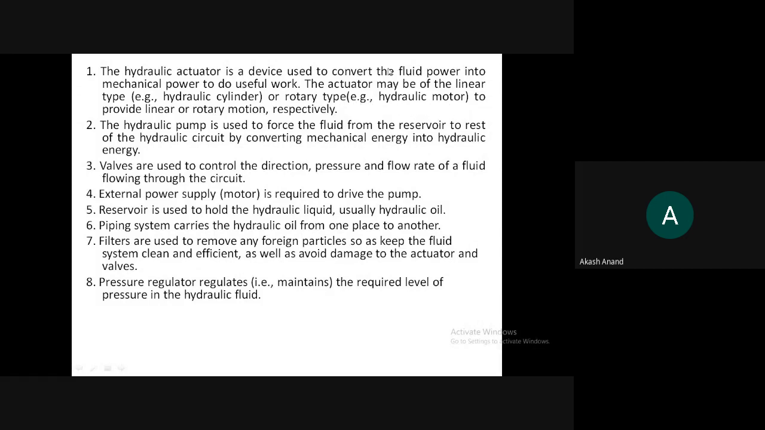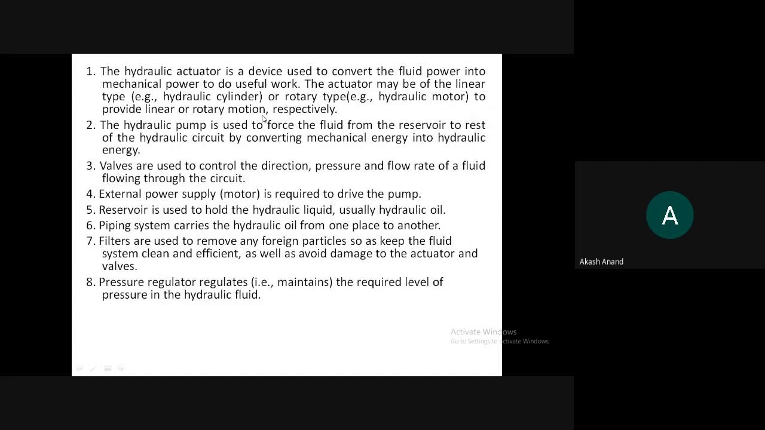You have to understand the difference. Sometimes in the question paper you will only be given 'what is a hydraulic cylinder' or just 'what is a hydraulic motor'. Then you have to identify that it is nothing but an actuator working with the hydraulic system and giving linear output. That is your duty, to identify what they are asking.